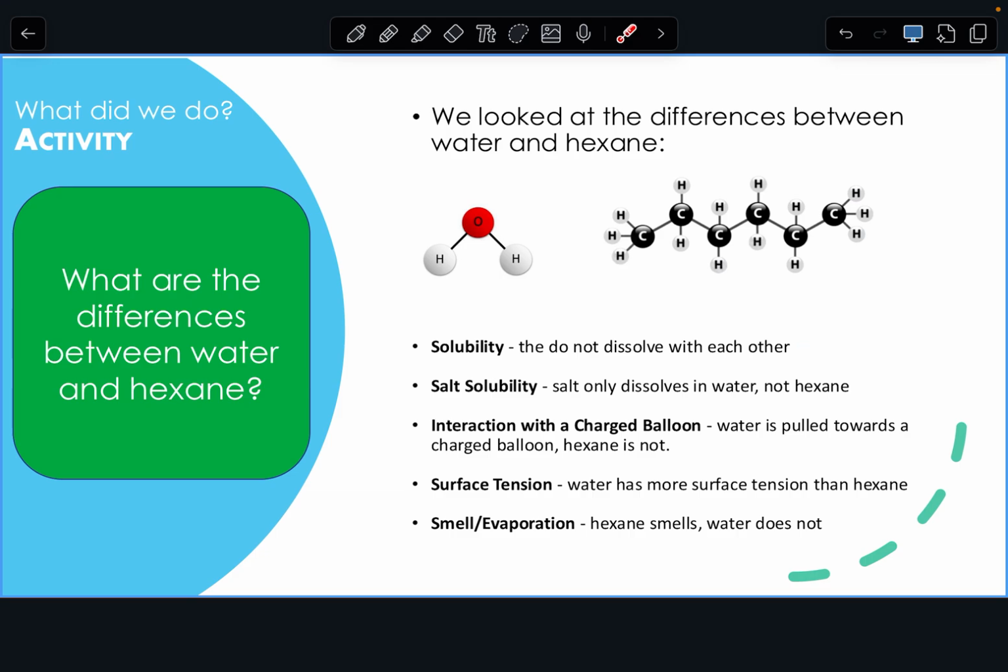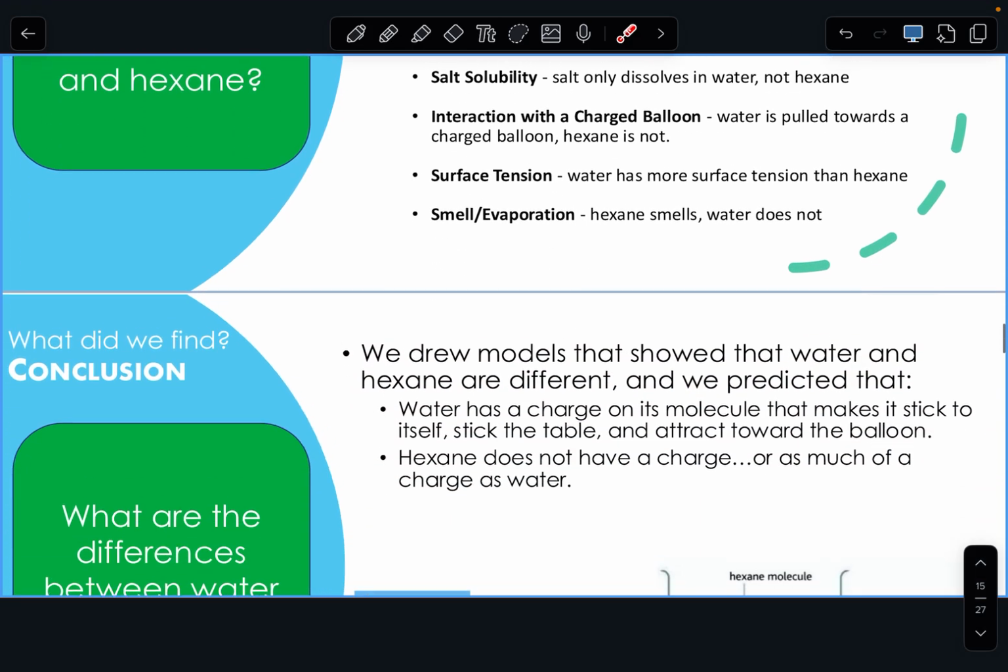Salt solubility, that's kind of an interesting one that at the time you probably didn't know what it means, but now when you reflect, you're like, I can see why the positive and negative charges in salt may be attracted to a water molecule, but not a hexane molecule. Then we looked at the interaction with a charged balloon, and we saw that water was pulled towards that charged balloon while hexane wasn't. We looked at surface tension, we looked at evaporation, which are some things that we visited again towards the end of the chapter.